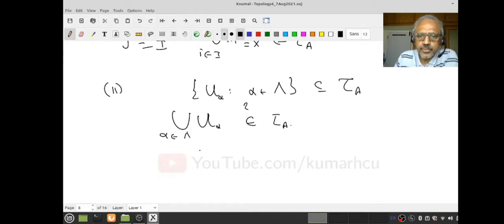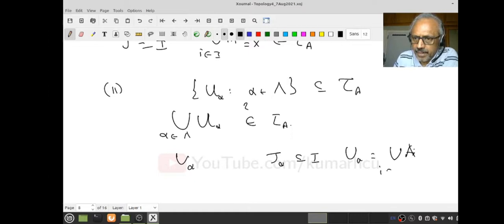Now, what do I have to prove? There are various ways of doing this. I'll first try to give a slightly intimidating method. Suppose U alpha belongs to tau of A. That means there is a J alpha, which is a subset of I, so that U alpha is the union of A I, I running over J alpha. Make sure you understand this, because depending upon U alpha, there is a J alpha, a subset of I. Then what should U alpha be according to our definition? It should be the union of A I, where I runs only over J alpha.